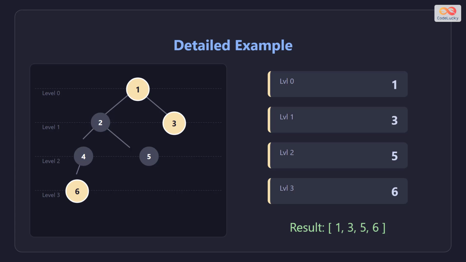Let's trace this with a concrete example. At level 0, we see the root 1. At level 1, we see node 3. At level 2, even though node 5 is a child of the left branch, it is the rightmost visible node because node 3 has no children. Finally, at level 3, node 6 is the only node present, so it is visible. The result is 1, 3, 5, 6.